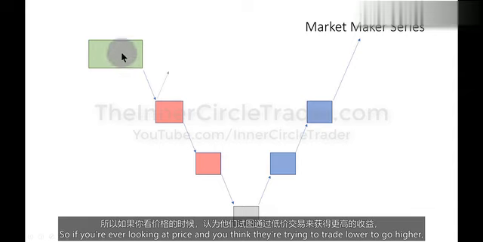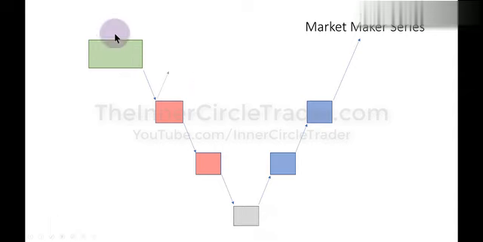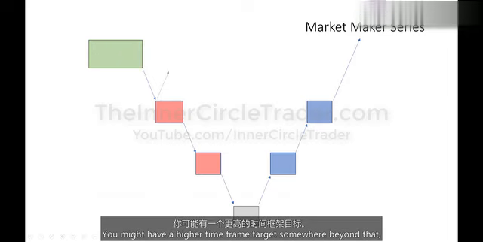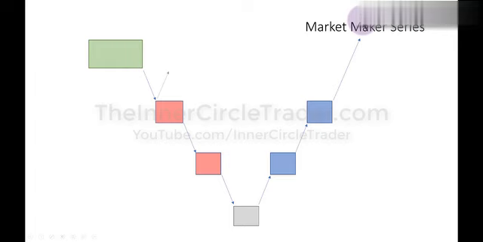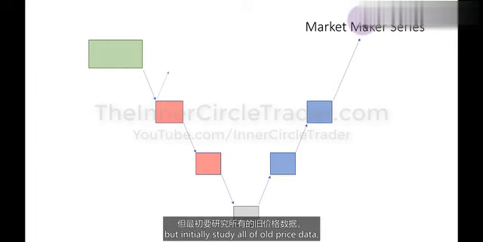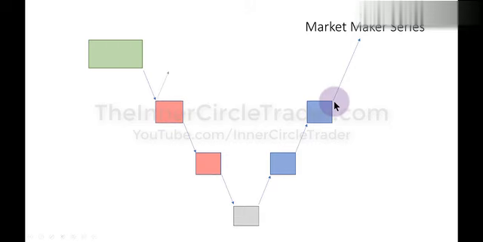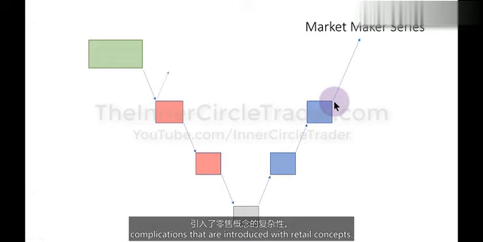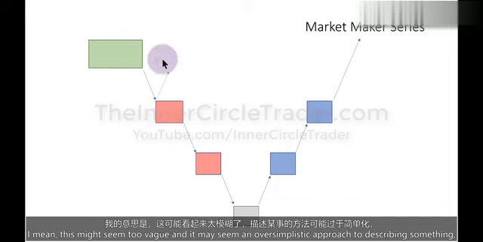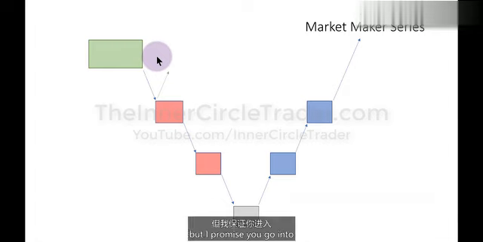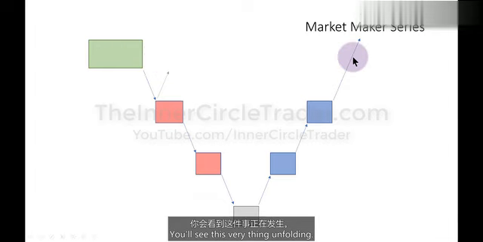So if you're ever looking at price and you think that's going to trade lower to go higher, the original consolidation, aim there. You might have a higher time frame target somewhere beyond that, but initially study all of old price data, price swings, and you'll see this phenomena is occurring. And you don't have to have all of the complications that are introduced with retail concepts. I mean, this might seem too vague and it may seem an oversimplistic approach to describing something, but I promise you, go into charts and study it, you'll see this very thing unfolding.